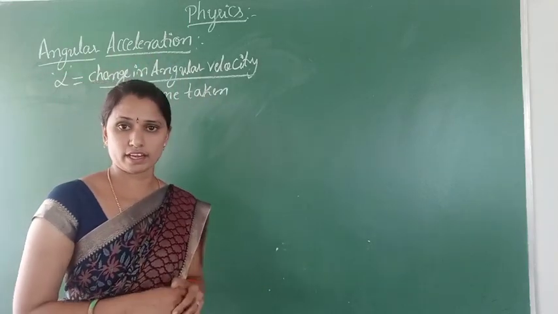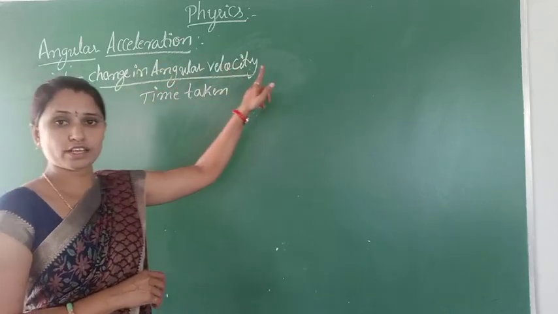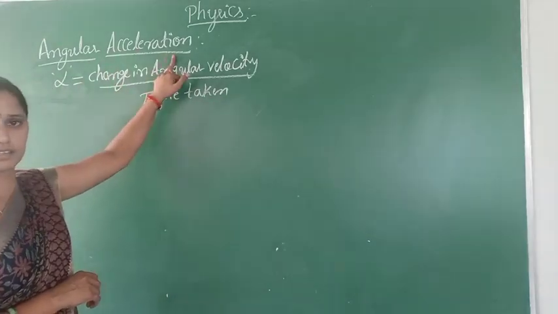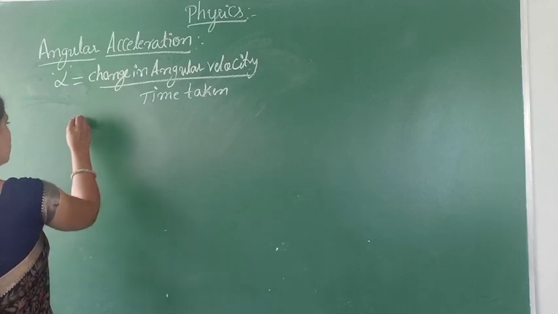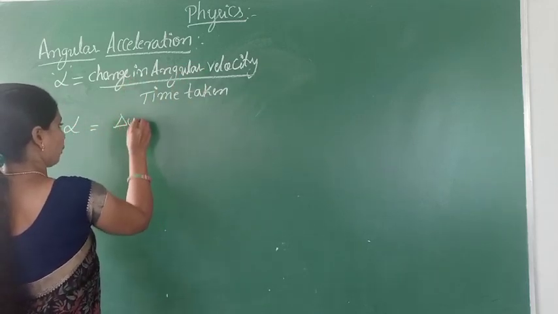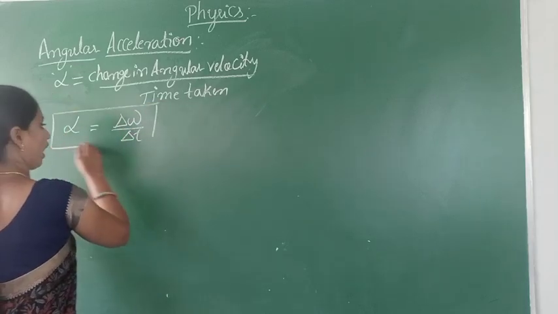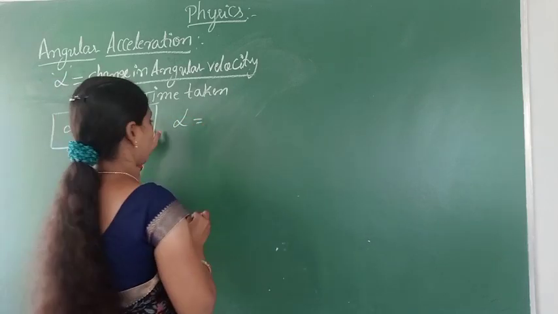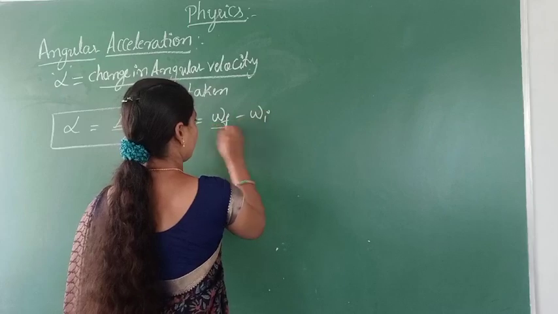What is meant by angular acceleration? It is defined as the ratio of the change in angular velocity of the body to the time taken. So this is the expression for angular acceleration. Here alpha is equal to the change in angular velocity, that is delta omega by delta t. Also alpha is equal to omega f minus omega i by t.